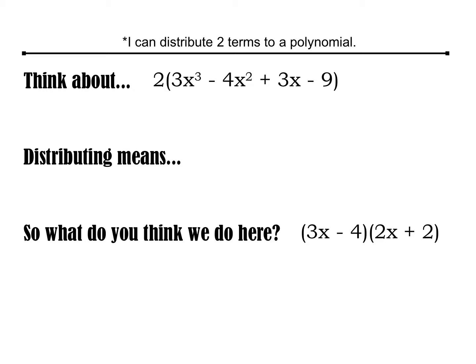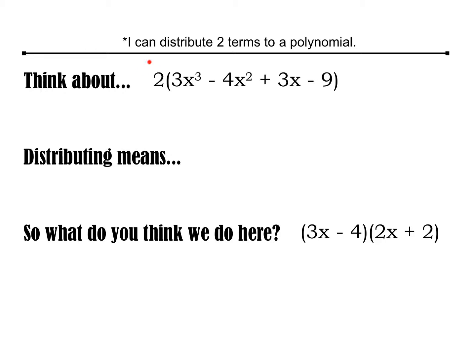So I want you to think about this problem that we did earlier where we had 2 and we were multiplying the monomial 2, so the one term 2, by the polynomial 3x to the third minus 4x squared plus 3x minus 9. And I want you to think about our definition of taking one thing and passing it out to everything. What do you think we would do here?